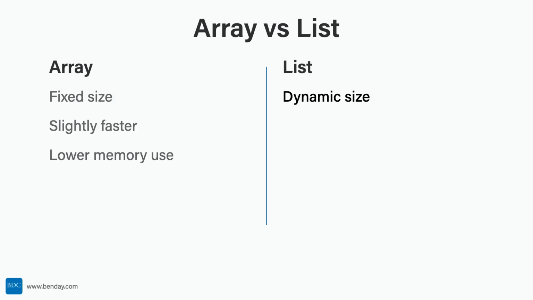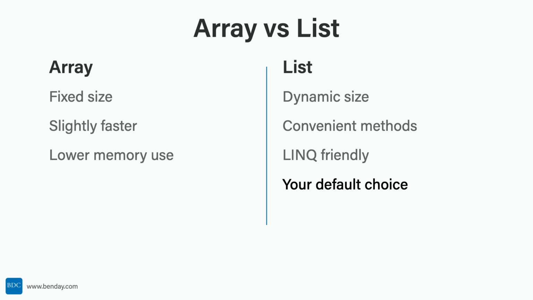Add or remove items anytime and the list grows as needed. Lists come with lots of helpful methods like sort, reverse, contains, clear. If you want to do similar stuff with arrays, you'll probably end up having to write your own code for that. Lists work beautifully with LINQ. LINQ is a built-in query syntax in .NET. We'll cover it in more detail later, but for right now, just know that LINQ makes filtering and transforming data a lot easier. To wrap this comparison up, my guess is that you'll almost always want to use a list, unless you know you have a fixed number of items.